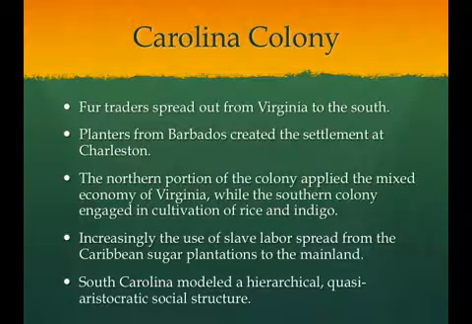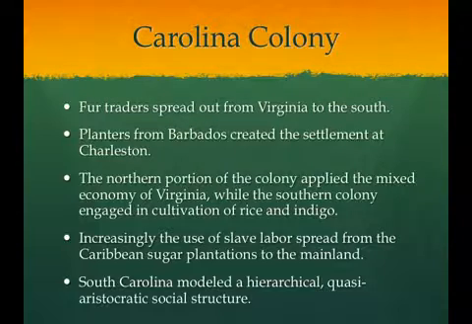Increasingly, the use of slave labor spread from those early Caribbean sugar plantations to the mainland through Carolina colony and then throughout the rest of the British southern colonies. Eventually, Georgia colony would be established as well as a buffer to the south of Carolina. And this was a debtor colony, almost like an early prison colony, as Australia would be later on, founded by Oglethorpe. And very late, the foundation of Georgia is in the early 1700s, around 1708.